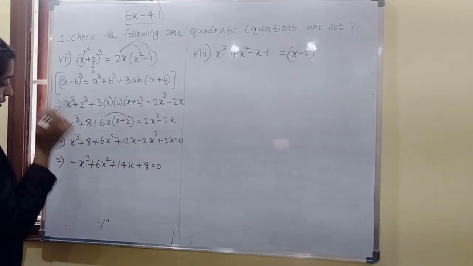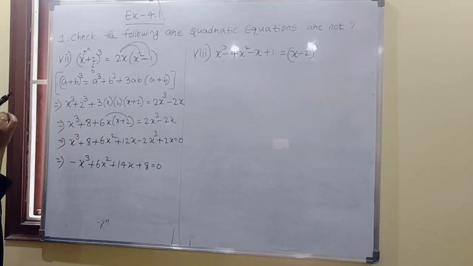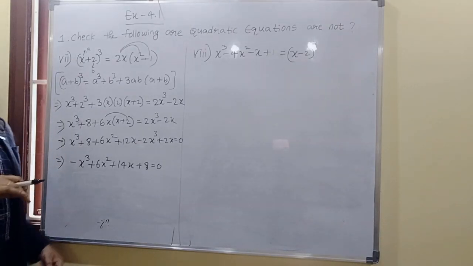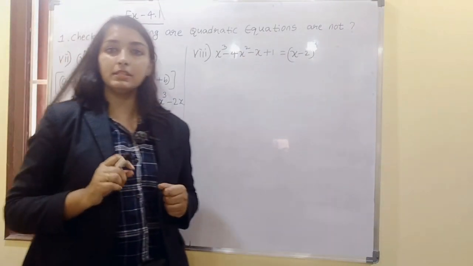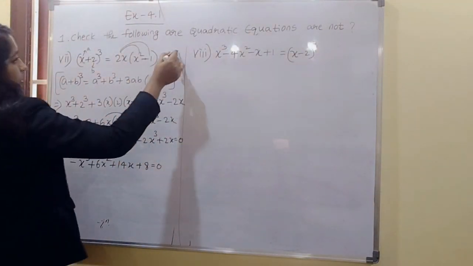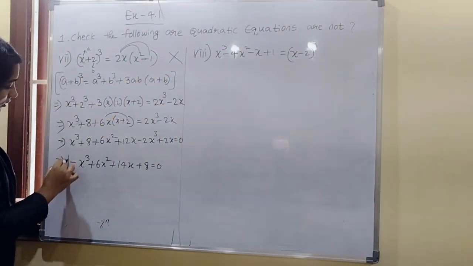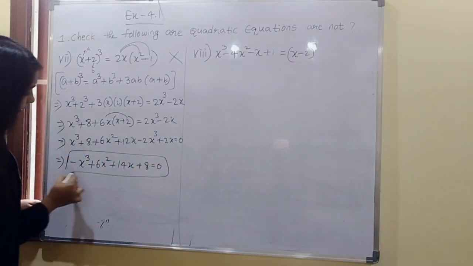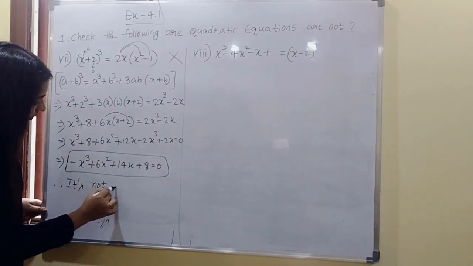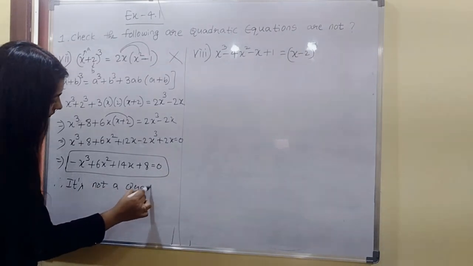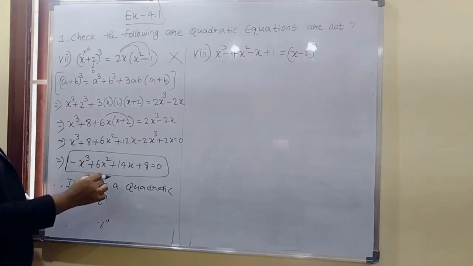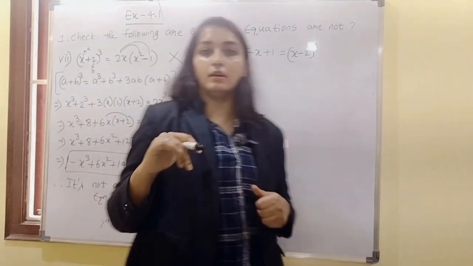Okay, so look at this, is it in the form of a quadratic equation? No, it is not in the form of ax square plus bx plus c is equal to 0. So this is not a quadratic equation. It's not a quadratic equation. So I am writing the conclusion that therefore it's not a quadratic equation. Now we will solve the eighth one.